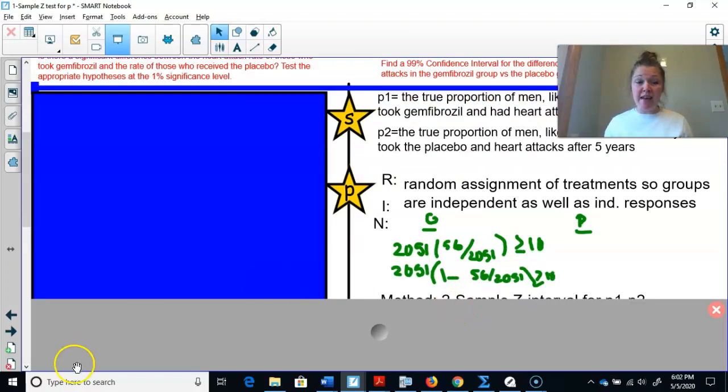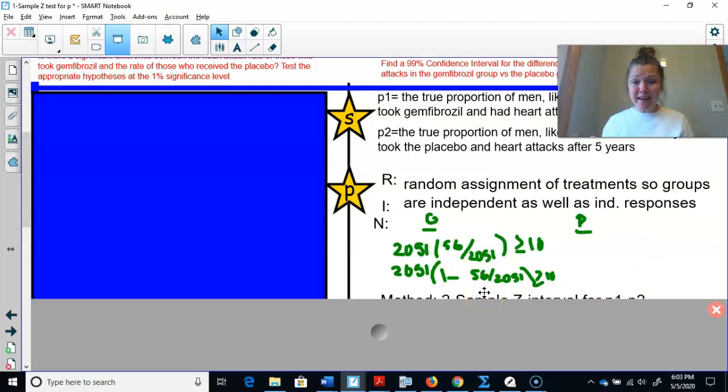Next, we have the N, okay? The N, we're still doing our N times P for both groups. Now, to save us some time, I only did it for the Jump Fibrosol group. So N times P hat is greater than or equal to 10. And then N times 1 minus P hat is greater than or equal to 10, okay? And then you would have to do it again for that placebo group. I'm going to skip that right now just to save us some time. You guys have been busy watching a lot of videos.